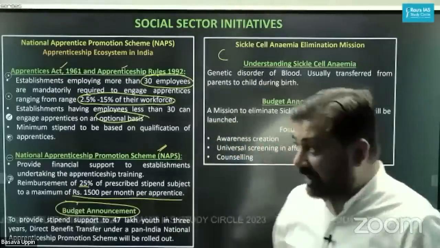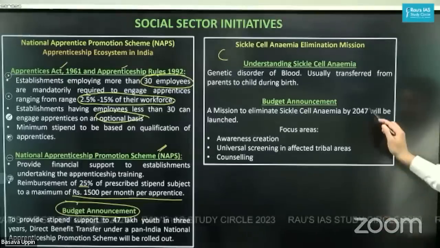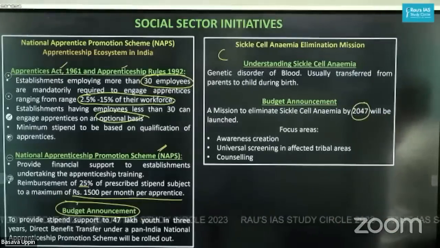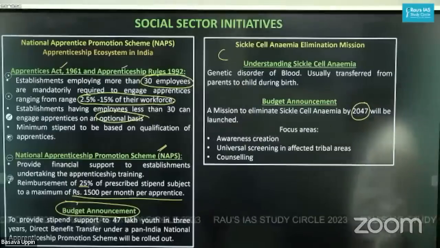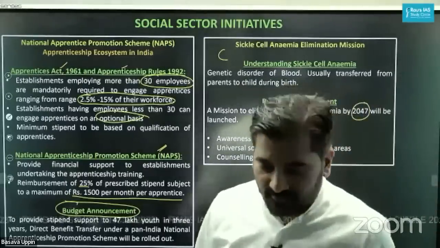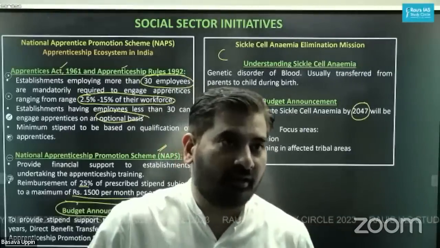So in this year's budget, the finance minister has announced that we'll try to eliminate sickle cell anemia by 2047. Is there any cure for sickle cell anemia? Then how are you going to eliminate it? What's the cure? Bone marrow replacement, right? We can replace the bone marrow, or else the only thing we can do is this: sickle cell anemia gets transferred from parents to children.